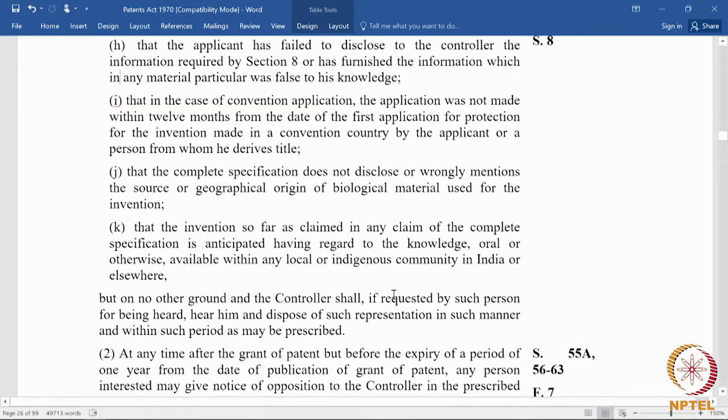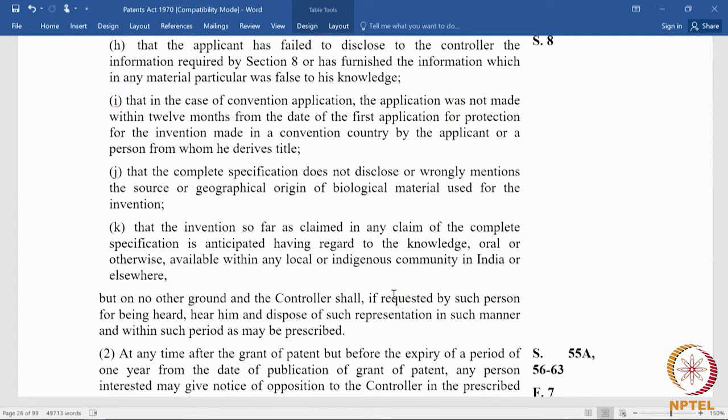K. That the invention so far as claimed in any claim of a complete specification is anticipated having regard to the knowledge, oral or otherwise, available within any local or indigenous community in India or elsewhere. This is the fourth type of anticipation. This is what we call anticipation by traditional knowledge.